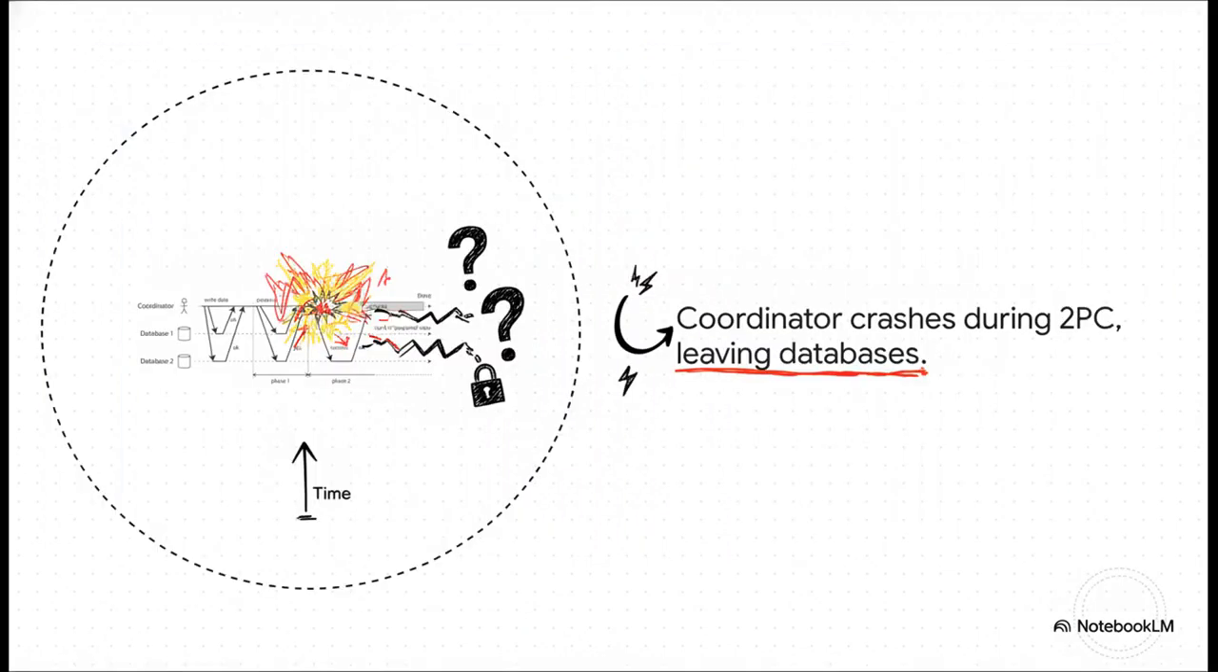Earlier attempts tried to handle coordination with something called a two-phase commit, basically relying on one single coordinator node. But take a look at what happens here. If that one coordinator crashes right after telling everyone to get ready, the participant databases are just left hanging. They're indefinitely stuck in doubt. They don't know whether to commit or abort, completely locking up the entire system. Obviously, we need a setup that doesn't rely on a single point of failure.